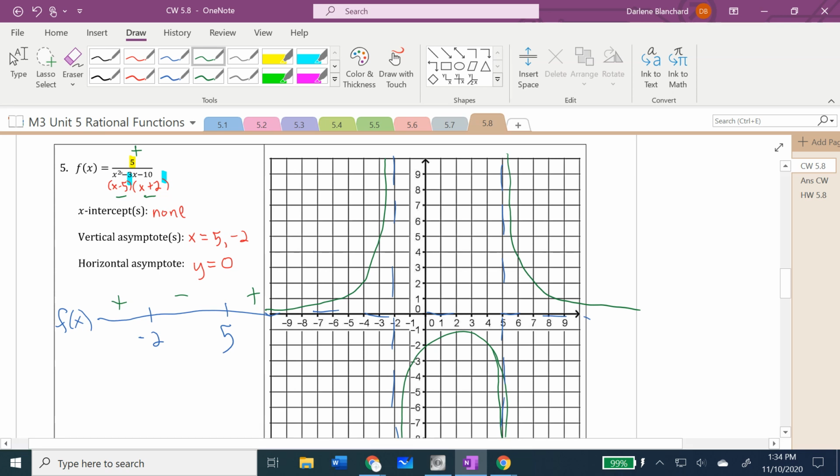If I plug 0 into the x's, I am going to get -1/2, -5/10. So that tells me I get way up there.